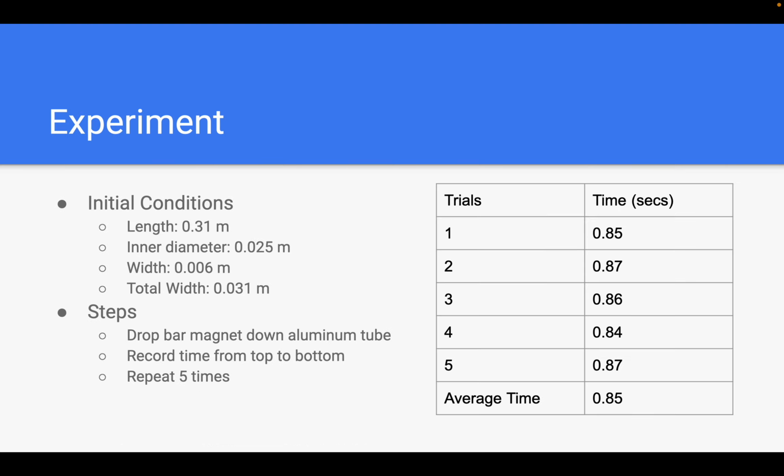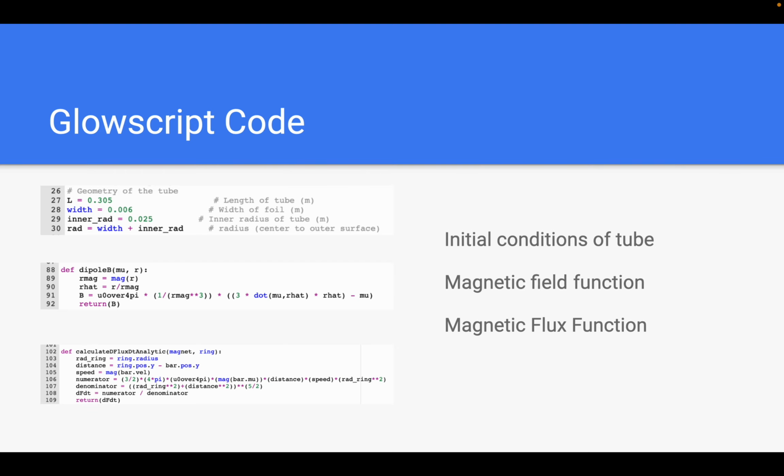Alright, so for the real-life experiment, our initial conditions were that the length of the tube was 0.31 meters, the inner diameter was 0.0025 meters, and the width was 0.006 meters. Total width was 0.031 meters. The steps were that I dropped the bar magnet down an aluminum tube and recorded the time from the top to the bottom, how long it took the magnet to get from the top of the tube to the bottom of the tube. I repeated that 5 times, as shown on the right, with the average time being 0.85 seconds for the magnet to get all the way down the tube.